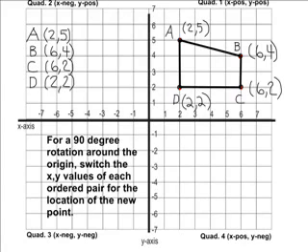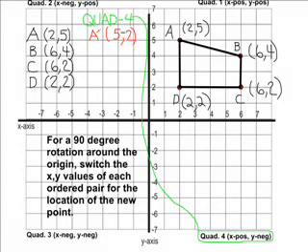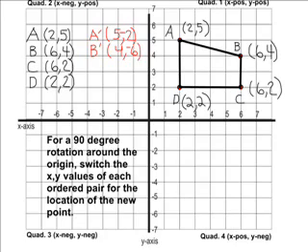And there's an easy way to precisely figure out where your figure is going to be transformed to. Simply take each of the ordered pairs that you have written and switch the order of them. Because A was located at 2, 5, switch it to 5, 2. Because B was at 6, 4, change it to 4, 6. C was at 6, 2, change that to 2, 6. And D was 2 and 2, and if you switch it, that's the same thing, which is 2 and 2.